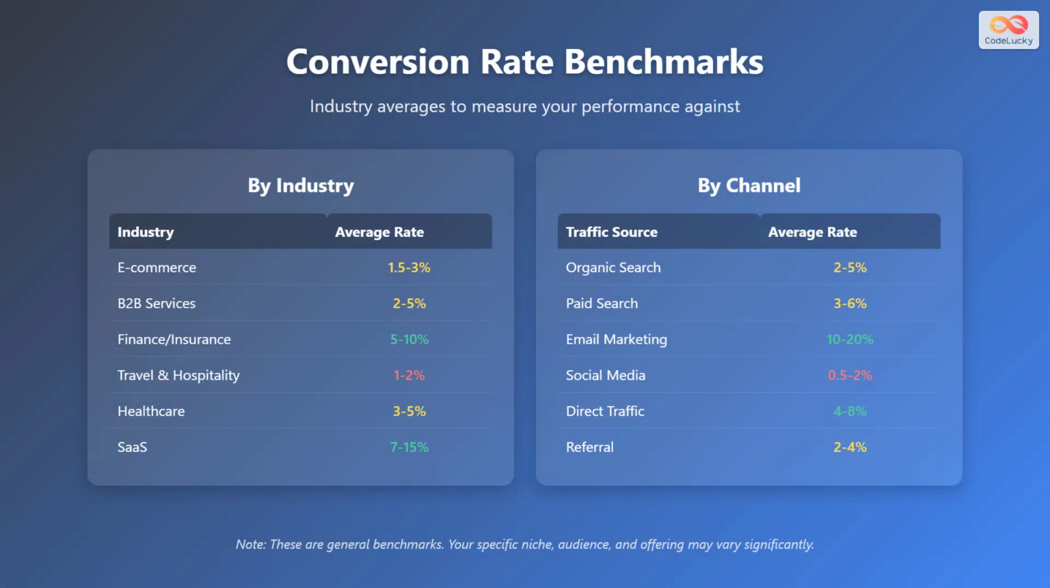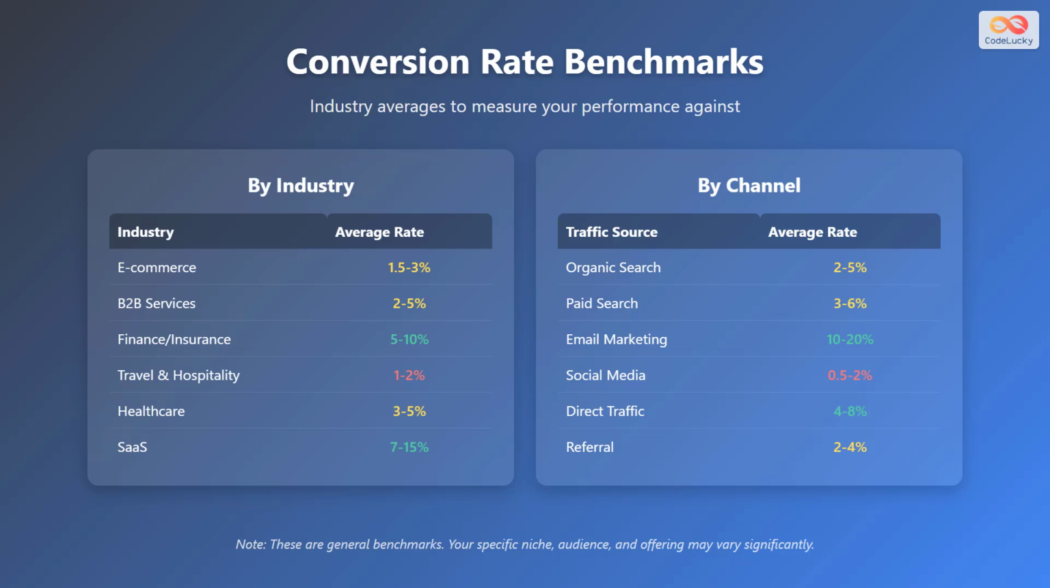Let's discuss conversion rate benchmarks, which are industry averages you can use to measure your performance against. Here are some general benchmarks by industry. For e-commerce, the average rate is 1.5 to 3%. For business-to-business services, it's 2 to 5%. For finance and insurance, it's 5 to 10%.